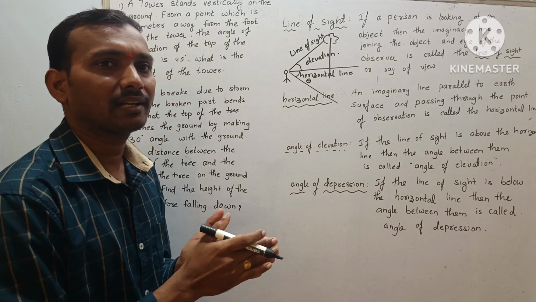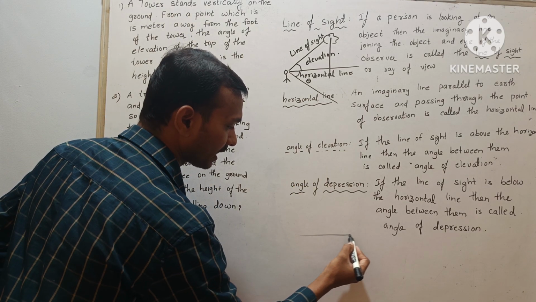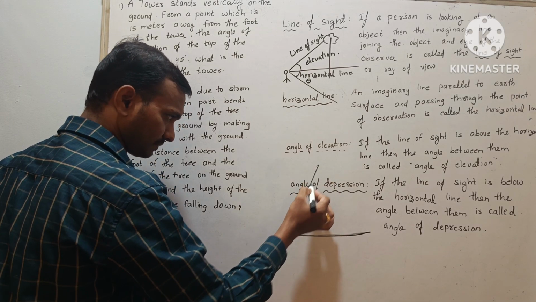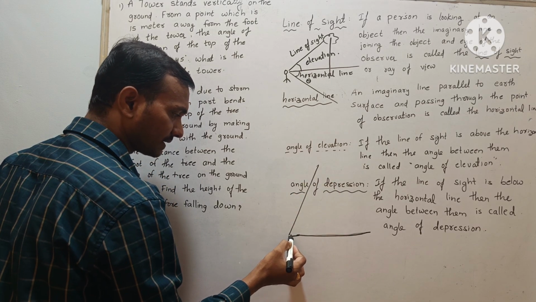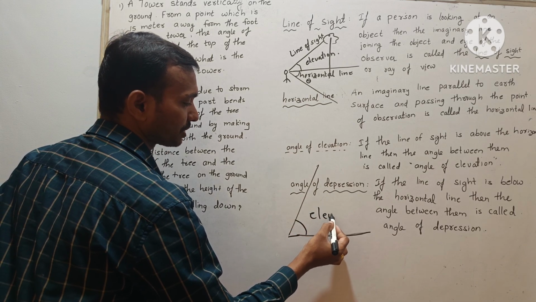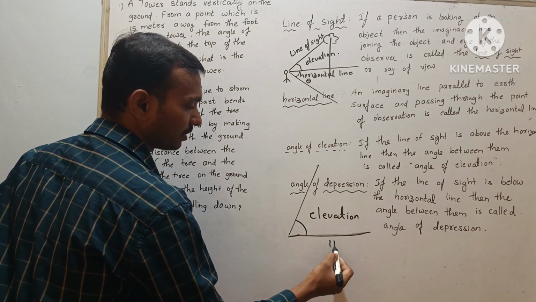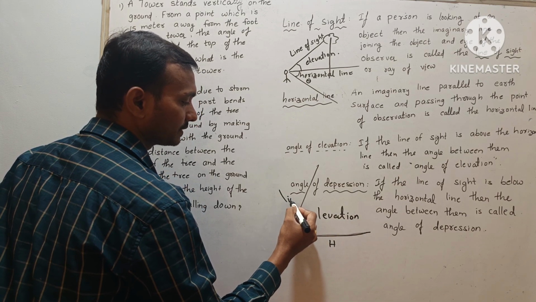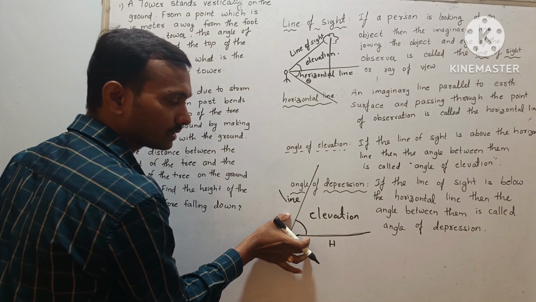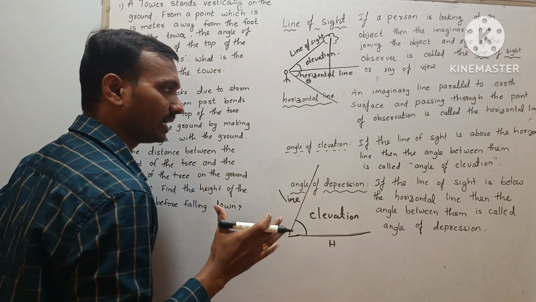So next is angle of elevation. For example, this is the horizontal line, and this is the line of sight. The angle between these two is called angle of elevation. The line of sight is above the horizontal line. The angle between these two, horizontal line and line of sight, is called angle of elevation.